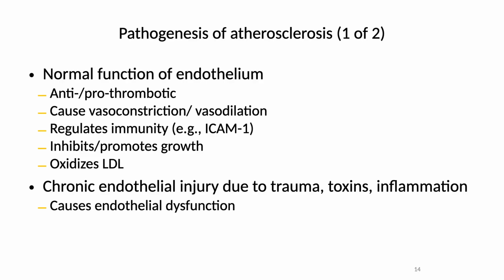So once again, remember the normal functioning endothelium, it's anti or prothrombotic depending on what it needs to be. It causes vasoconstriction or vasodilation. It regulates immunity. It inhibits and promotes growth, and then it can oxidize LDL. So if it becomes dysfunctional and any one of these things isn't working the way it should be, any and all can contribute to the development of atherosclerosis. And what leads to that injury is, once again, trauma, toxins, inflammation, for example smoke, metabolic things, diabetes, hypertension, the strain on the endothelium and stuff like that can cause it to become dysfunctional.